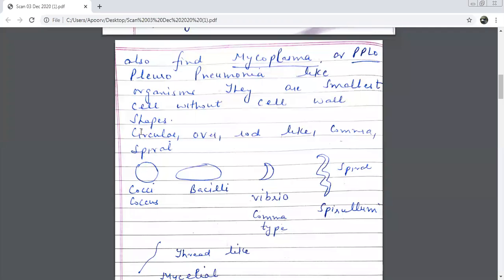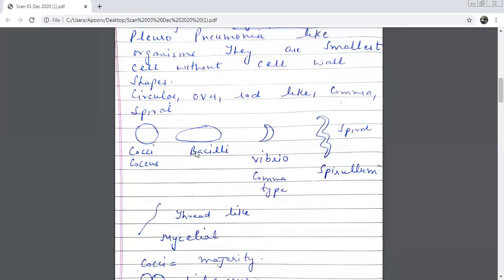Let's talk about the shape of bacteria. They could be circular, oval, rod-like, comma, spiral, so many. You've done this in junior classes also. The circular one is called cocci or coccus. The oval shaped is bacilli. The comma shape is vibrio. The spiral shape is spirillum. And the thread-like is mycelial.